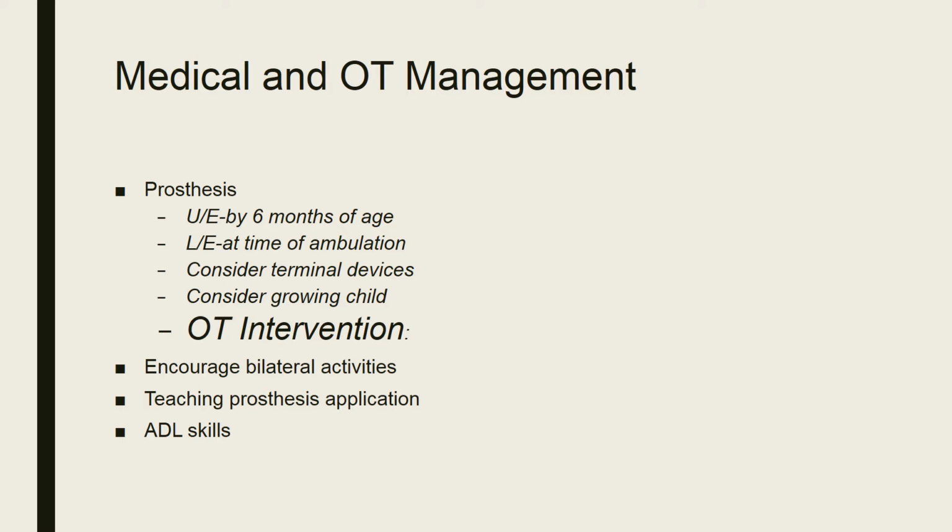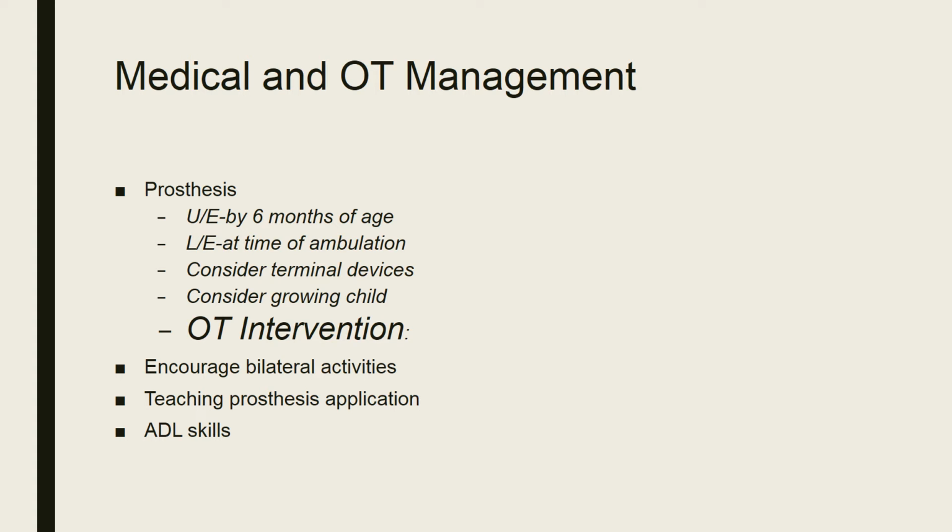A lower extremity prosthesis is usually recommended at the time of ambulation. Okay, so as that child is beginning to walk, which some sources say is around 10 to 12 months of age, somewhere in there, that's the time when they would be fit with a lower extremity prosthesis, so that they can learn to grow with it and use it developmentally. I hope that makes sense.